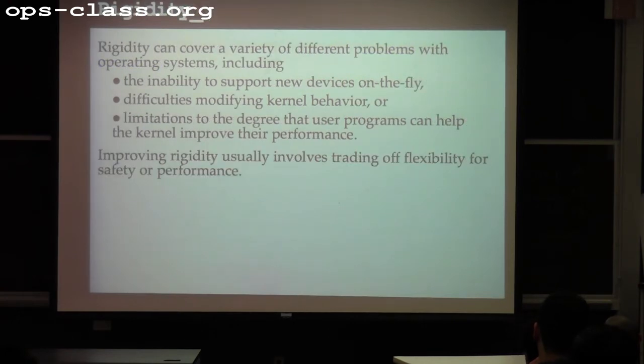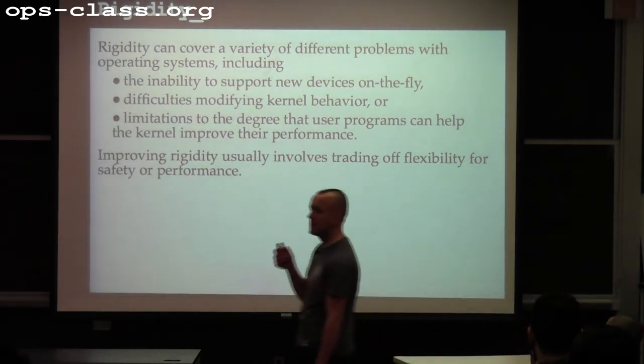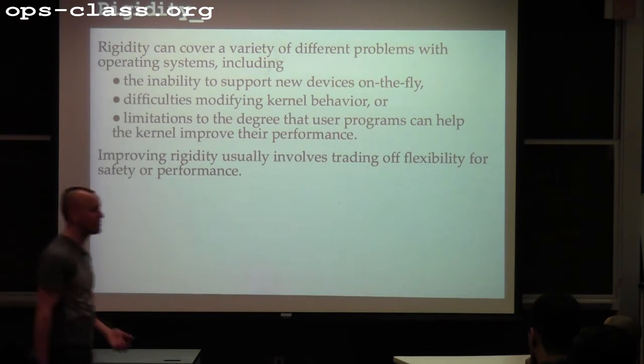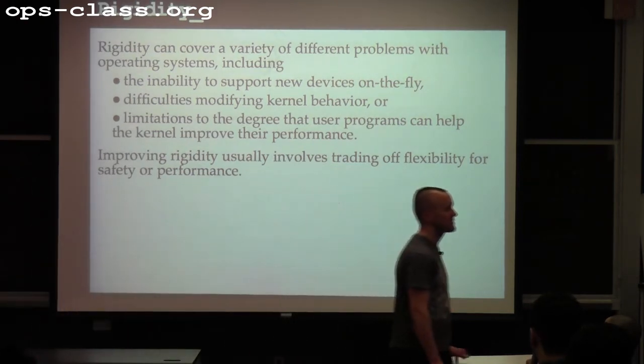All right, so when we talk about rigidity, we can talk about a lot of different problems, right? One is the inability to adapt to changes in hardware, difficulties in modifying how the kernel behaves, fixing bugs on the fly, and also, to some degree, rigidity can reflect rigidity in the way that the operating system makes decisions that affect applications, right? What's an example of a decision that affects application performance that we've talked about in this class?